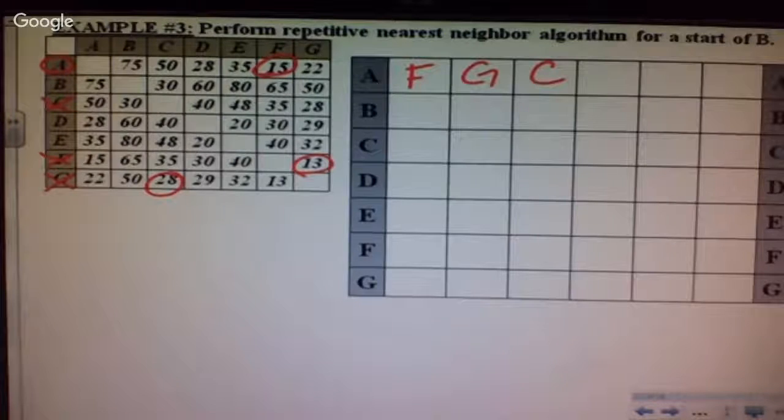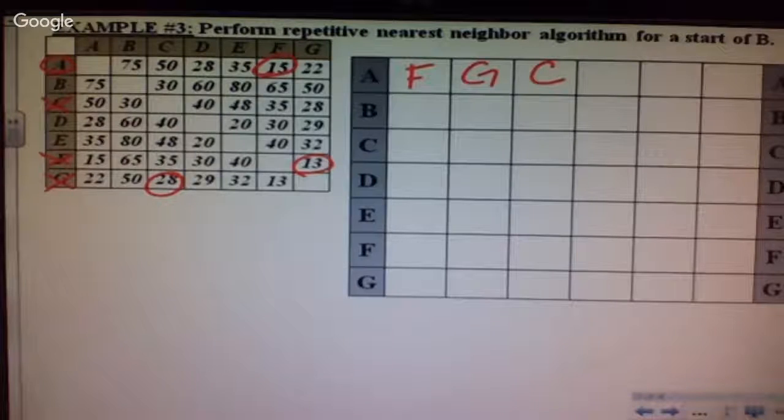Okay. Well, my smallest one's 13. That leads me to G. So now I'm in G's row. Well, 13 would be my smallest number, but it's already been used. 22 is my next smallest, but we've already used F. So we jump to 28.